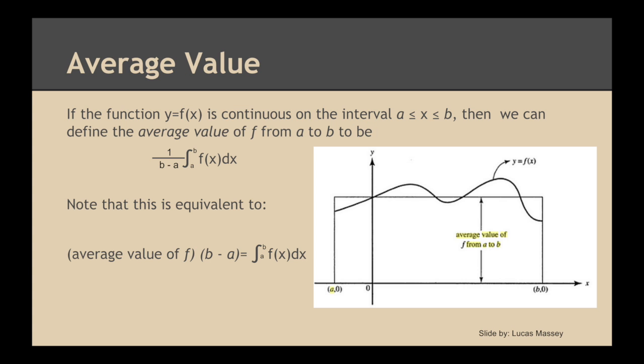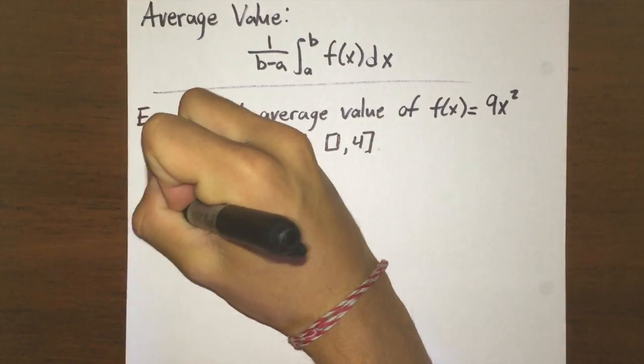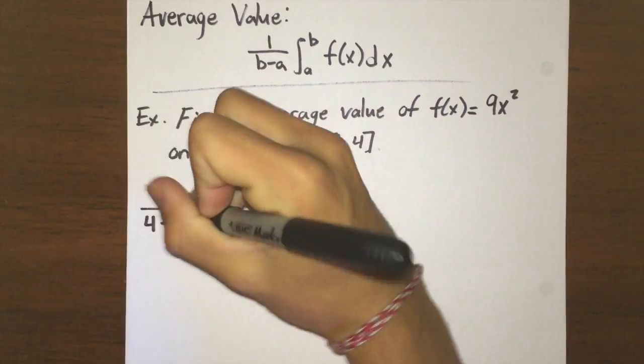If the function y equals f of x is continuous on the interval a is less than or equal to x is less than or equal to b, then we can define the average value of f from a to b to be 1 over b minus a times the integral of f of x from a to b. Note that this is equivalent to the average value of f times b minus a equals the integral of f of x from a to b.